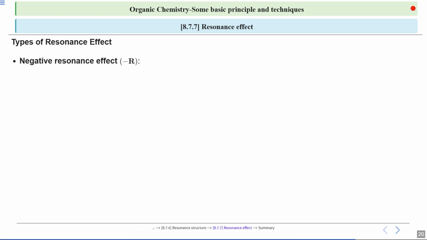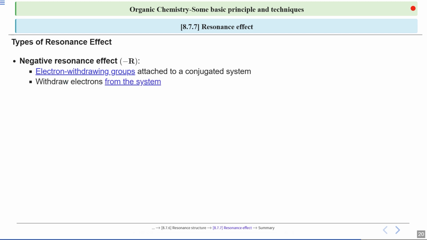Next we have negative resonance effect, which is denoted by minus R. So there are some groups which are called electron withdrawing groups, and if they are attached to a conjugated system, they will withdraw electrons from the system. For example, we have NO2, we have CN, we have aldehydic group, then we have carboxylic group.